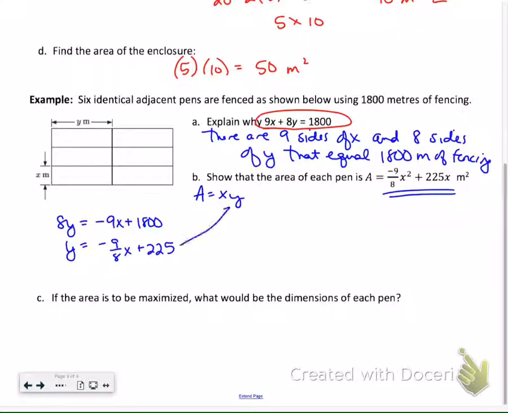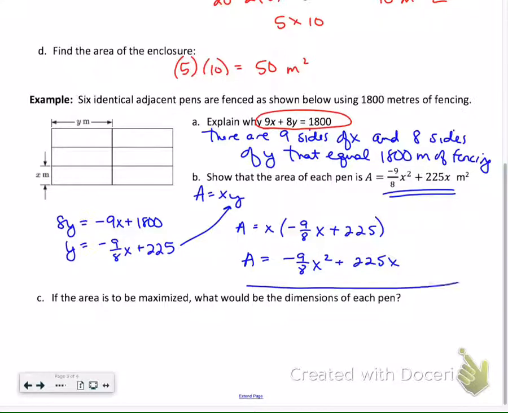So now that's going to go right there. Area is x times negative 9/8 x plus 225. So the area is negative 9/8 x squared plus 225x, which is what they told me it was. Okay, and finally, if the area is to be maximized, what would be the dimensions of each pen? Okay, so again, we're using the vertex here. So we're going to find the vertex of this. Okay, that's going to maximize that area. That'll give me the x part, and then I can plug that back in to find the y part.